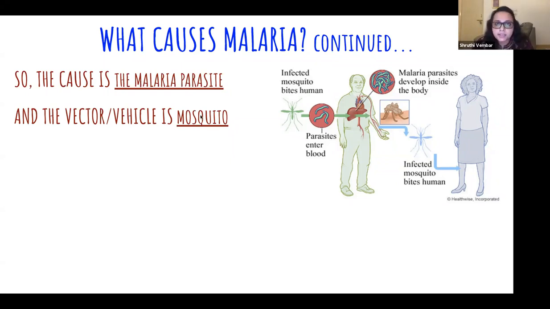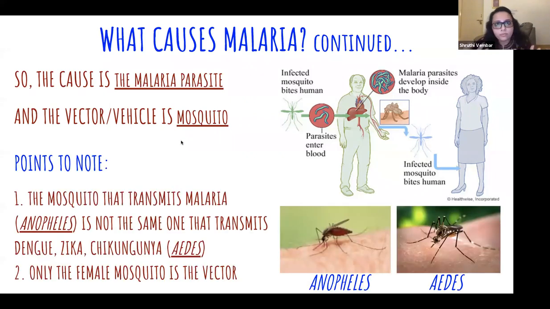So it really is the mosquito which is the vector or the vehicle, and you've already heard about this also, some of you who might have attended the dengue talk, where Karishma and Snehal spoke about the cause, which in that case is a virus. In this case it's a parasite, and the vector or the vehicle is the mosquito. And some important points, and you may know all of this already: the mosquito that transmits malaria, which is the Anopheles mosquito, is not the same one that transmits dengue, Zika, and chikungunya. It's the Aedes mosquito that transmits dengue, Zika, and chikungunya.